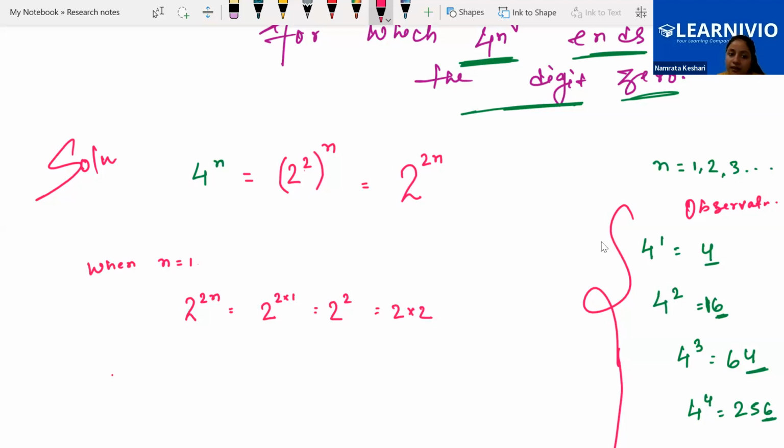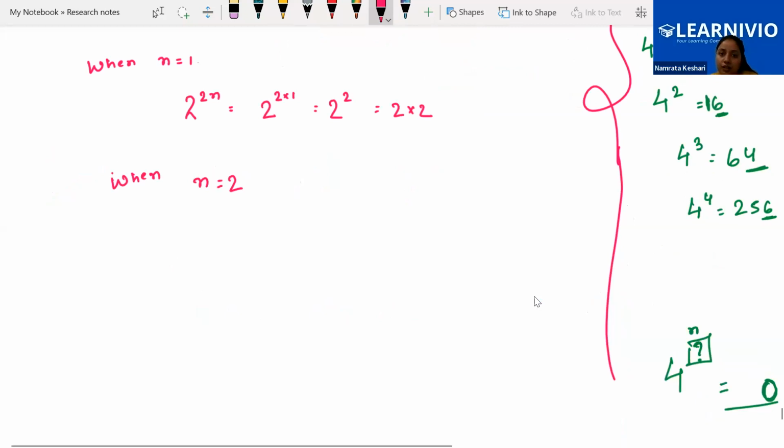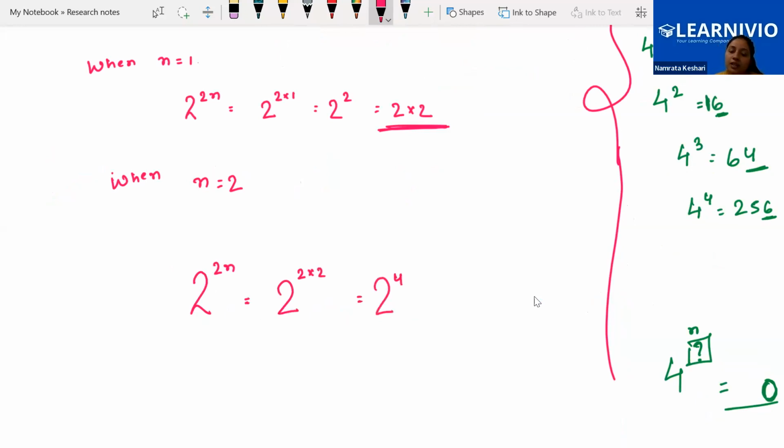When we are taking n value as 2, let's say, because n are natural numbers. If we are taking n as 1, it becomes 2 into 2. If we take n as 2, then 2 to the power 2n will become 2 to the power 2 into 2, that means 2 to the power 4, that means 2 into 2 into 2 into 2. This is what we are getting when we are taking n as 2.